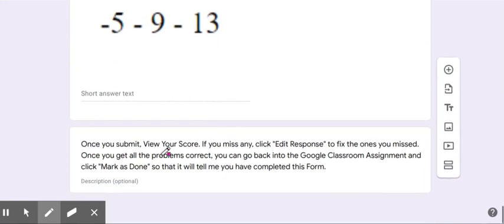Once you submit, view your score. If you miss any, click Edit Response to fix the ones that you missed. I want you to fix the ones that you missed so that eventually you will get all the problems correct.